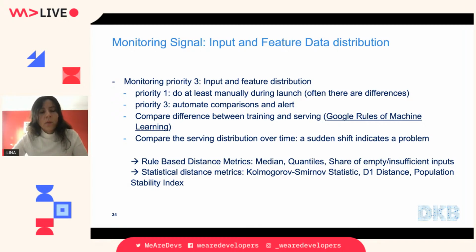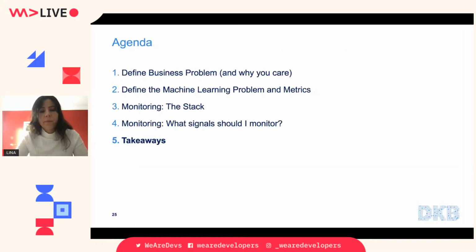And what you also want to do is compare the distribution in production over time. A sudden shift, again, can indicate a problem. So you can use the same metrics that I told you before for the outcome distribution, so rule-based metrics and also statistical distance metrics if it's a numerical variable.